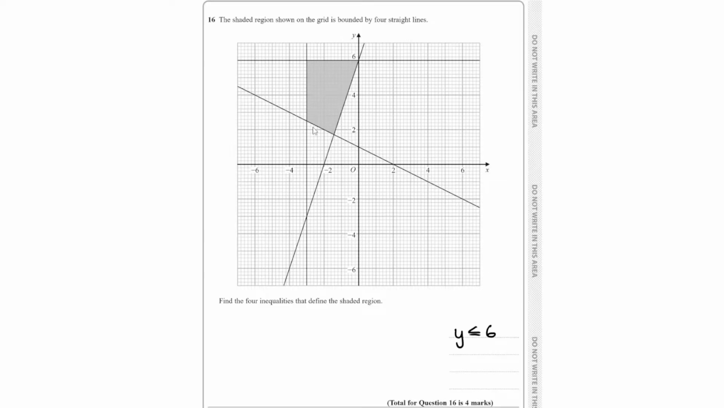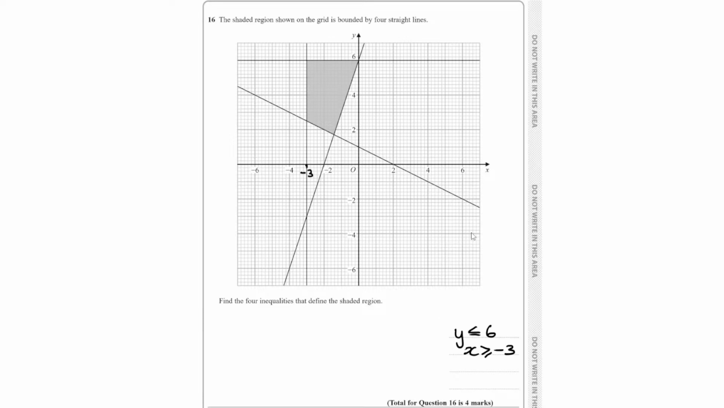Then the other one that's quite obvious is this one here, isn't it? Do you see how that's at -3? And that's just vertical. So that's X = -3. But again, is it greater than or less than? Well, because the shaded region is on the right side, it's going to be X is greater than -3, isn't it? So you can already start with those two. I think those two are the low-hanging fruit of the whole question.